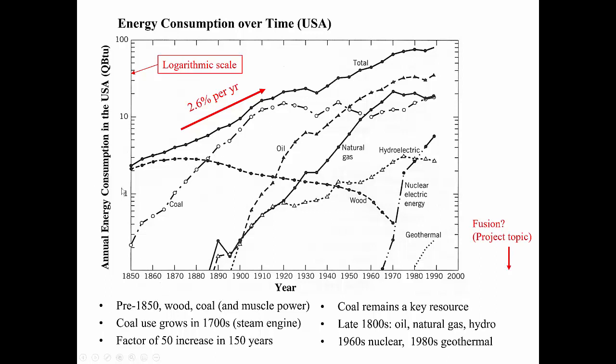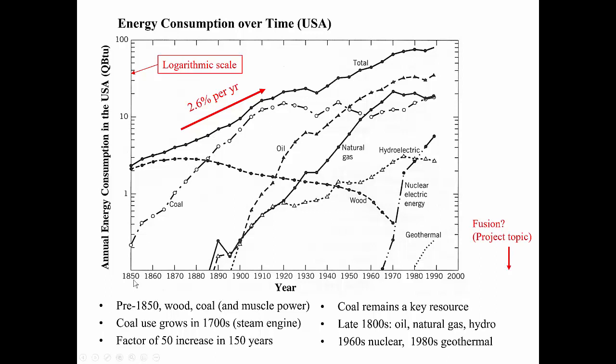And I want to point out that this is what's called a logarithmic axis. So the scale is not linear. An even spacing on this goes up by a factor of 10. So that's 1 to 10, and that's 10 to 100. And when you have this kind of logarithmic graph, if you plot an exponential growth, something that's growing at 2% per year, or 2.6% per year, you get a straight line. So U.S. energy usage has been growing at about 2.6% per year, and it's grown by a factor of 50 over the last 150 years, so quite substantially.